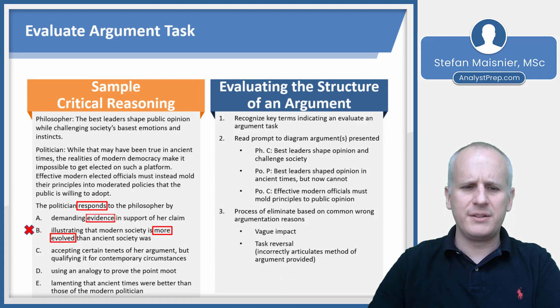So, starting with choice A, demanding evidence in support of her, meaning the philosopher's claim. Well, it doesn't say that we need evidence for the philosopher, even though the philosopher probably should have evidence. That is not the way in which the politician is responding. So we can eliminate choice A for basically just articulating the incorrect method of argument. Then we've got using an analogy to prove the point moot. Well, the politician does not use an analogy. So D is out as just not the method of the argument.